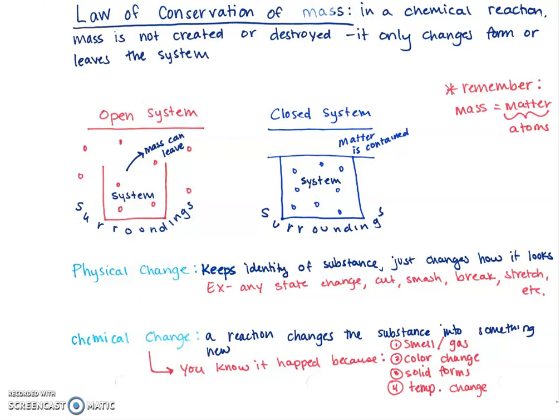So in an open system, matter or mass can leave. So I show you on the left picture that there was a gas inside of that cup, but since there's no top, that gas is free to leave. In an open system, I don't always, but I can see a change in mass.